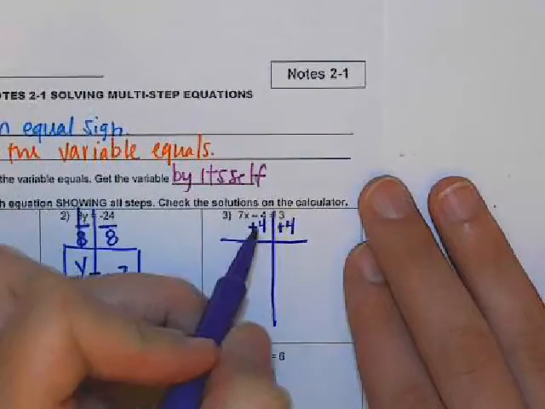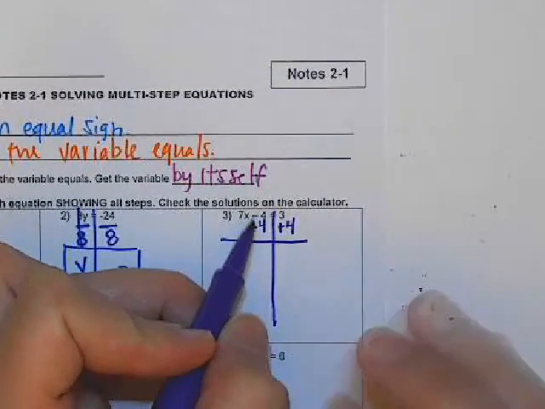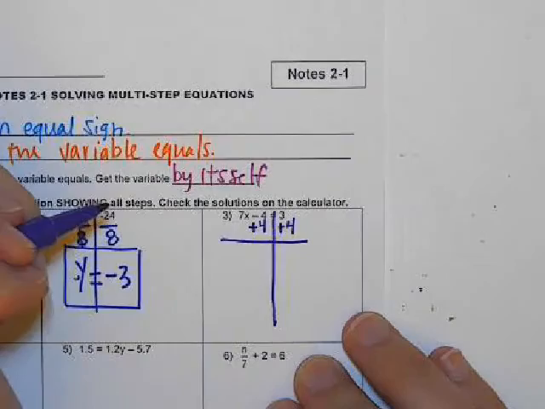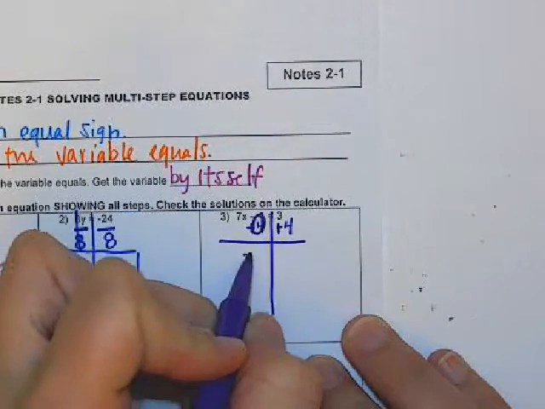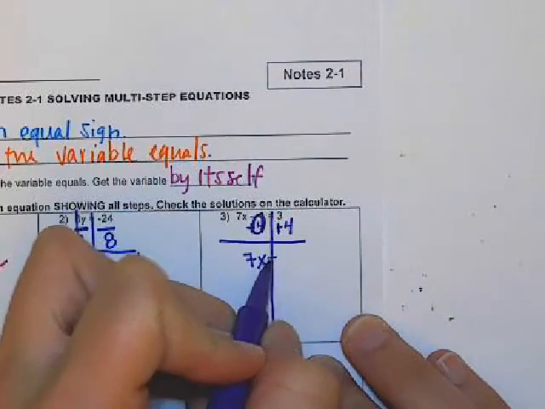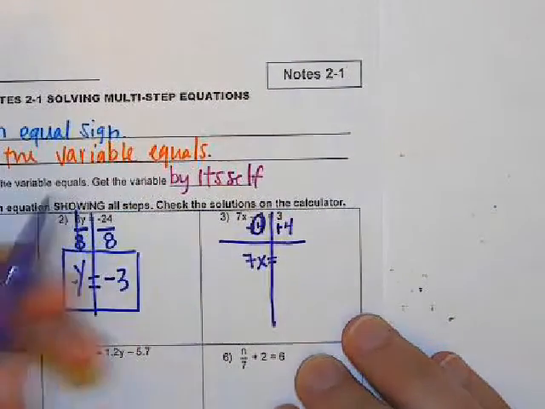And I start with -4 plus 4. What does that give me? 0. They give me 0. And what am I left with? 7x. 7x equals 7. And 3 plus 4 gives me 7.